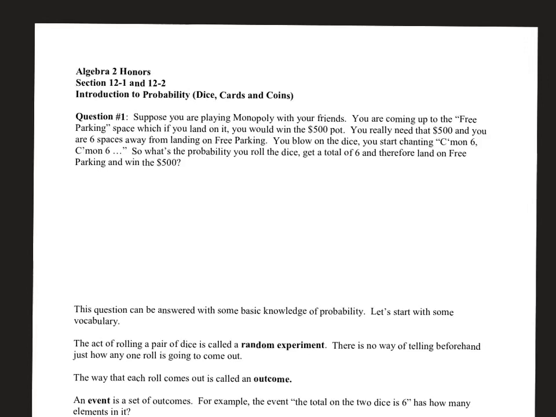All right, penultimate lesson of the year. Penultimate, for those of you who don't know, means second to last. So this is our penultimate lesson of the year. It's an introduction to probability.